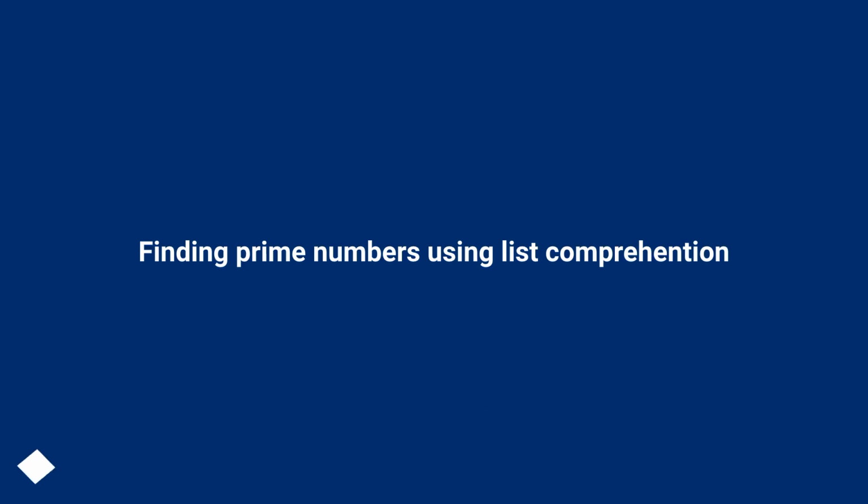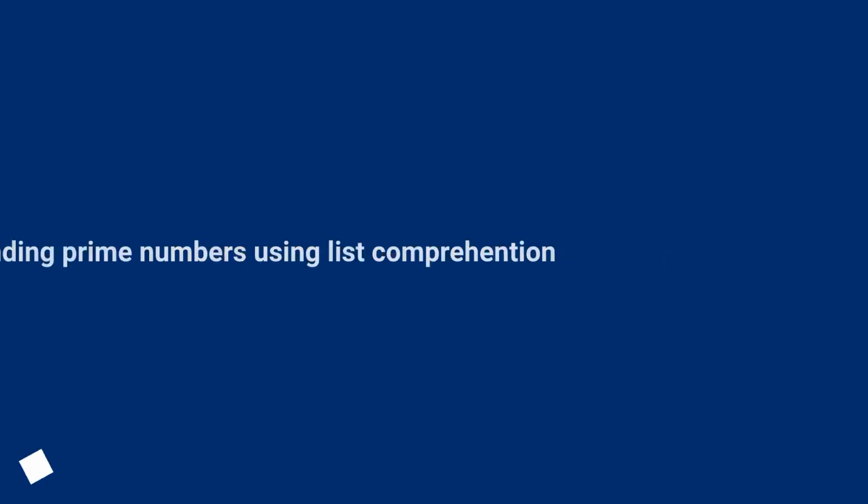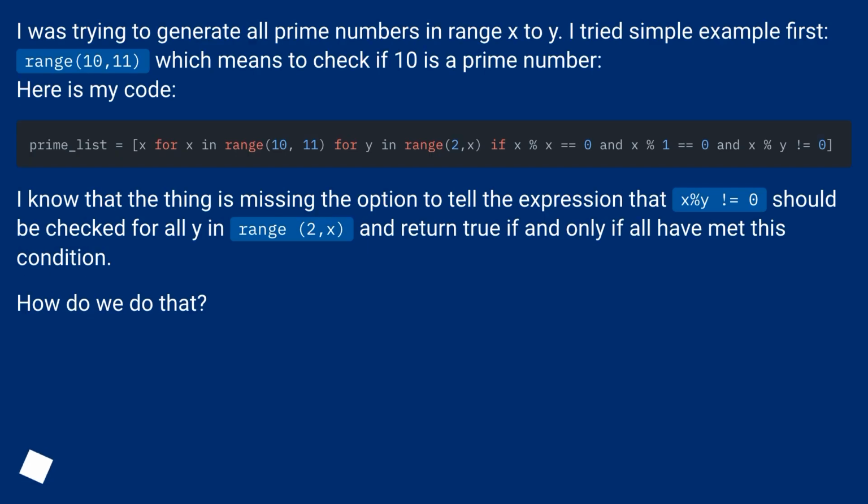Finding prime numbers using list comprehension. I was trying to generate all prime numbers in range x to y. I tried a simple example first, range 10, 11, which means to check if 10 is a prime number. Here is my code.